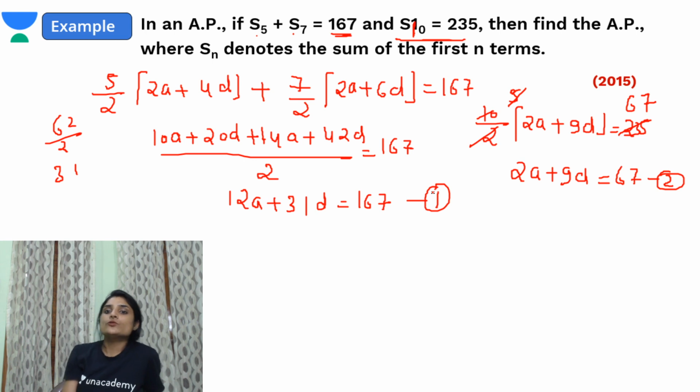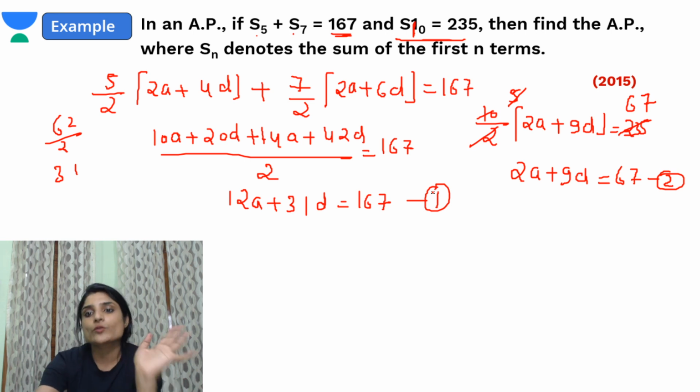Okay. So what you need to do? You need to solve them linearly and calculate A and D. Then write down the AP. Sn denotes the sum of the first terms of an AP. They are asking about the AP. So what you need to do? You need to calculate A and D and then substitute the values and you will be getting the answer. Got it, everyone? So what you need to know? You need to calculate the terms A and D. After calculating the A and D, you will be getting the answer.